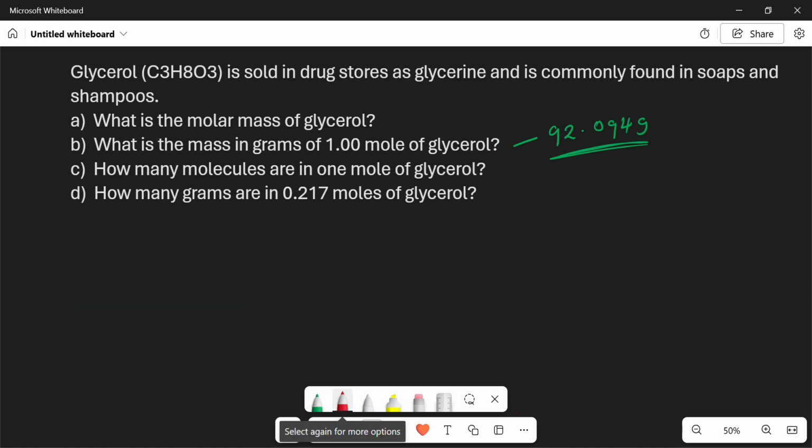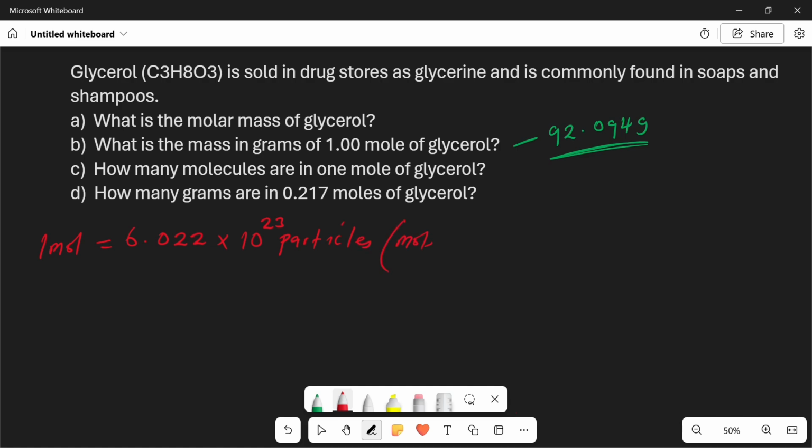So let's go to C. C is saying how many molecules are in 1 mole of glycerol. So just how many molecules are in 1 mole of glycerol. Now, 1 mole of any substance contains 6.022 times 10 to the power of 23 particles.